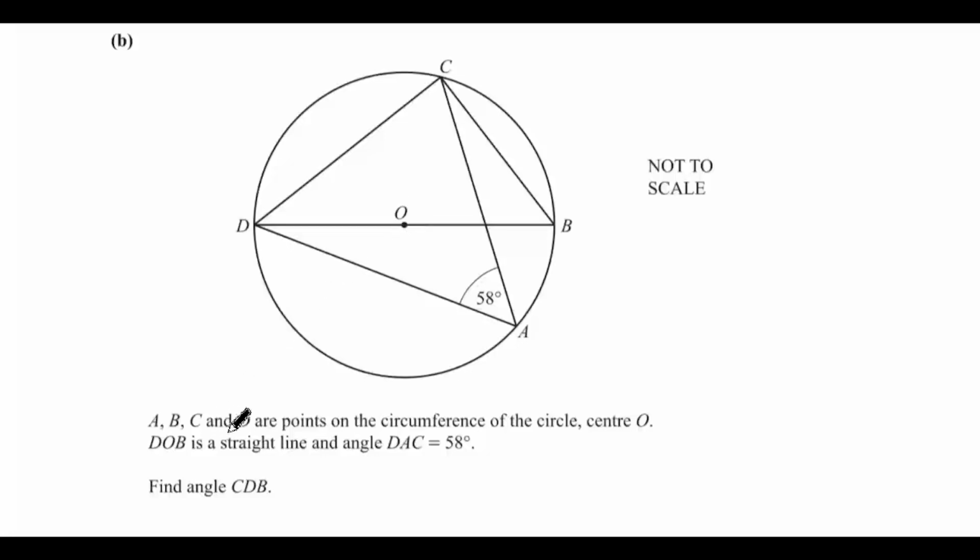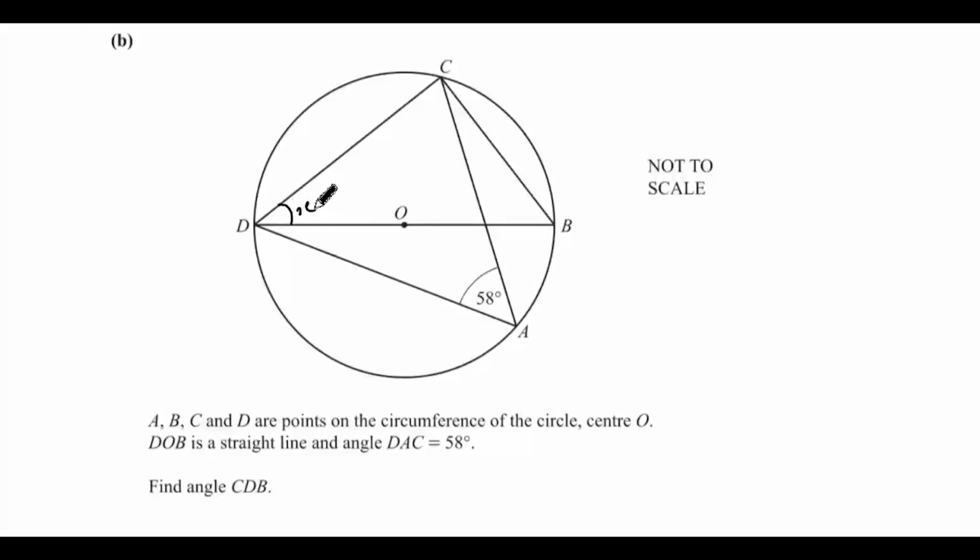DOB is a straight line and angle DAC equals 58 degrees. Find angle CDB. This is the angle we want to get, C, D, then B. The whole angle here will be C, D, then A, but we only need this one. If you put a letter here, let's say X, you may want to do that. Not compulsory.